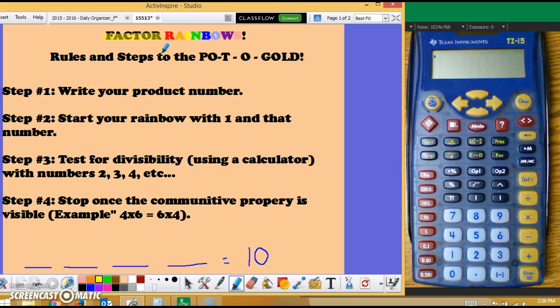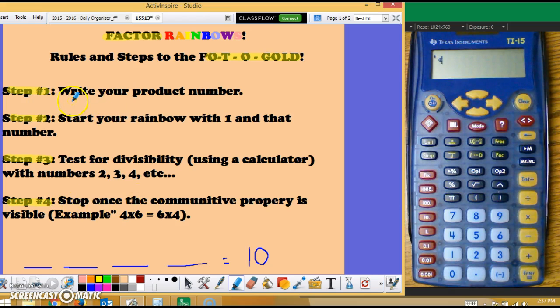Factor rainbows are a very colorful way to get to the end of the pot o' gold, which is our product number, our product pot of gold. And the way that we get to our product pot of gold number is by following these 4 steps to getting the answer correct every single time. In this video, I will take you through these 4 steps, and then we'll do an example or two together. Let's take a look at the steps.